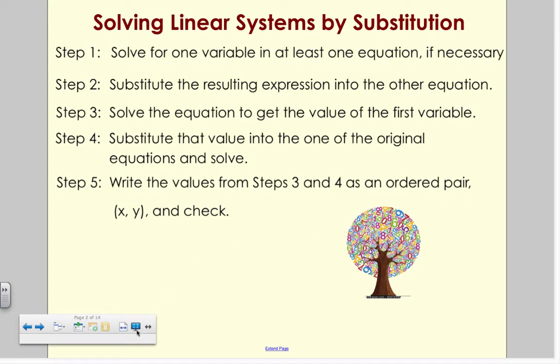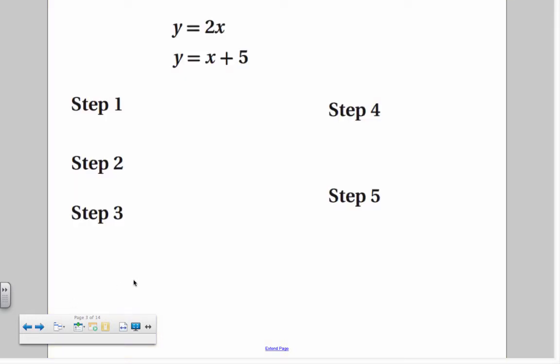and then we check. So you might say, oh my gosh, these are a lot of rules. I'm not really sure what it all means. I don't really know what it means when they say to substitute the resulting expression. So let's take a look at these steps one by one. The first problem we're going to do is we have two equations, y equals 2x and y equals x plus 5.